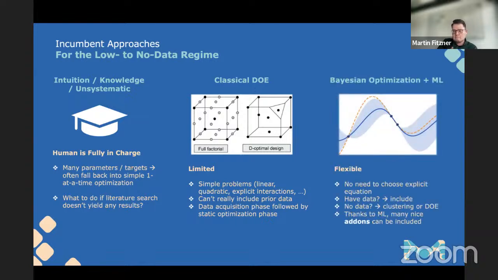That's, of course, why everyone now likes to use this Bayesian optimization plus machine learning. I also wrote that, because that is also another important component there.